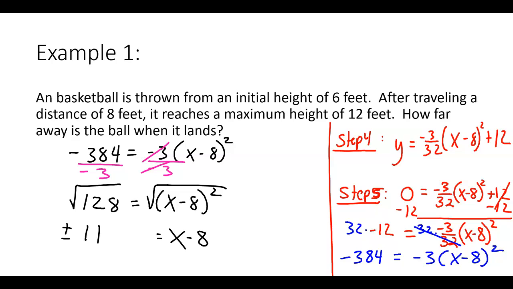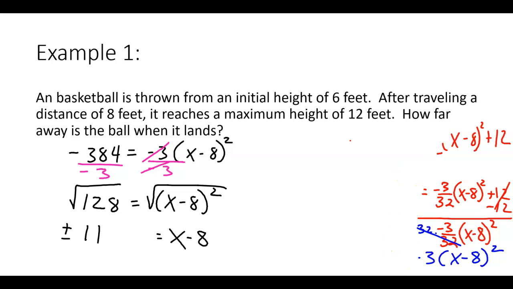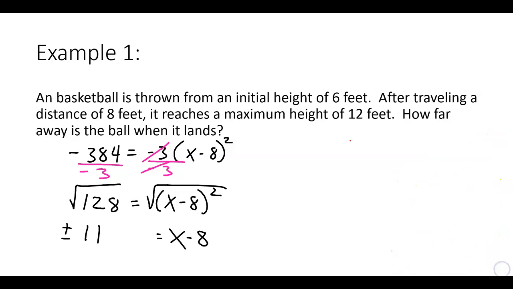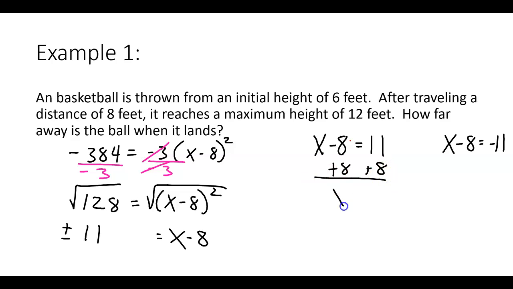Edwin, what's next? Yeah, we're going to write two equations. So we're going to have x minus 8 equal to a positive 11, and x minus 8 equals negative 11. And then from there, we're just going to solve. 19. And just so you guys know, once again, this is an estimation of the answer. It's not the answer. Remember, we had to round. So this is not exactly where it touches the x-axis, but it's close.